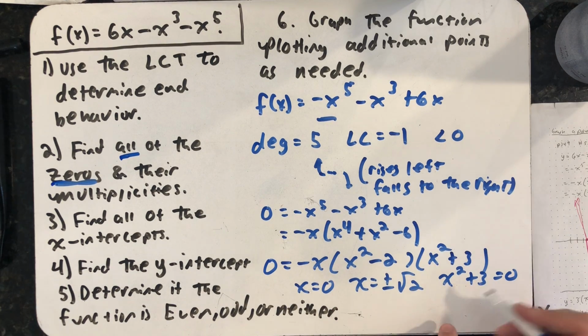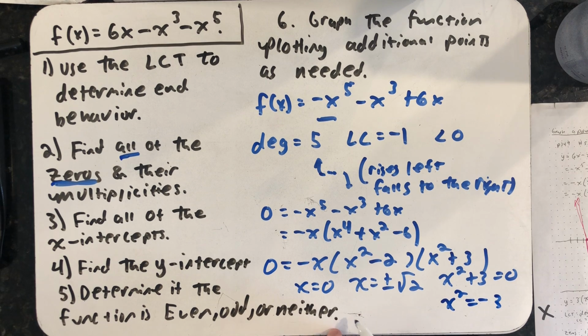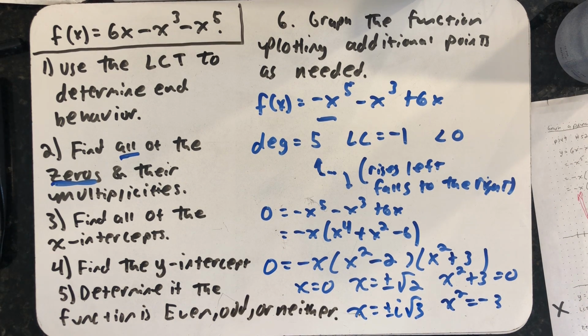So if I take 3 away from both sides, I get x squared equals -3, and I'll get roots that are complex. I'll get plus or minus i times the square root of 3, right? Because I'll get plus or minus the square root of -3, and I can bring the i out front. All right, so I have, let's see, 1, 2, 3, 4, 5 zeros in total.